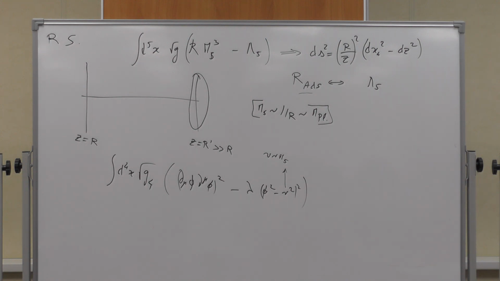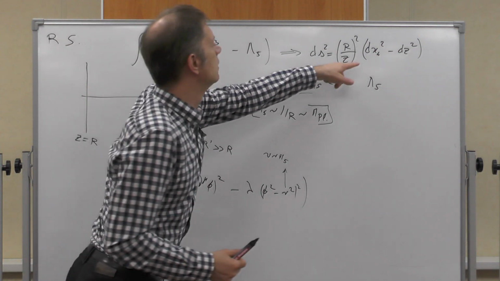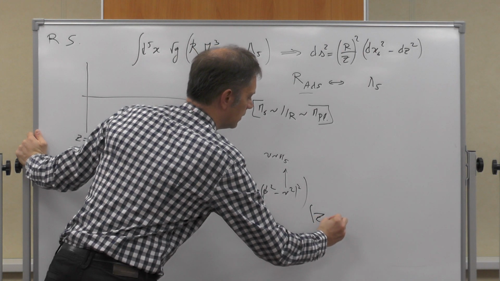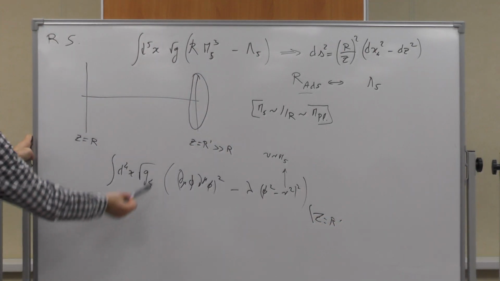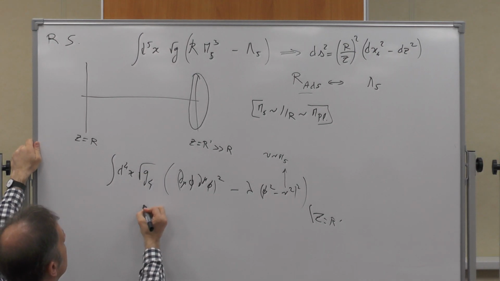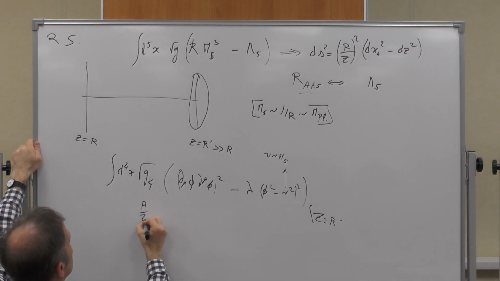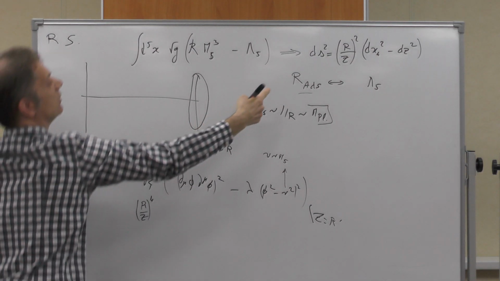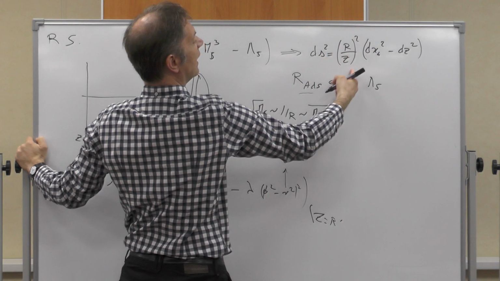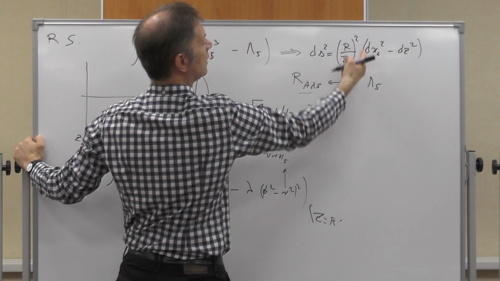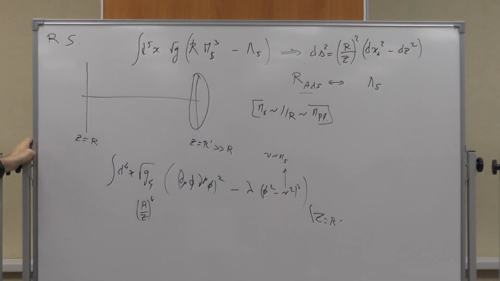So now let us look in detail at this action, in particular when you plug in the metric here. This action has to be taken at z equal r prime. So what is this metric in 4D? The determinant of the metric in 4D is simply (r/z) to the fourth power, right? You have four factors because the metric on this brane is Minkowski up to this scaling.